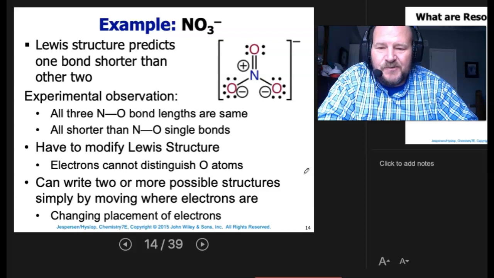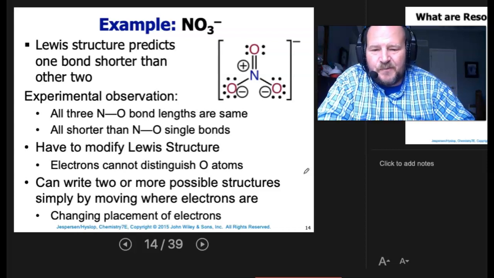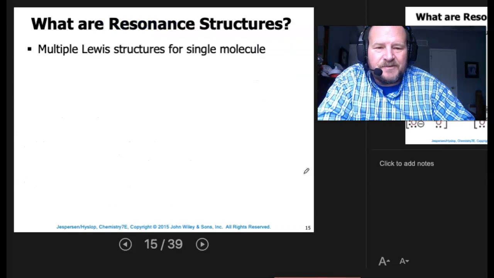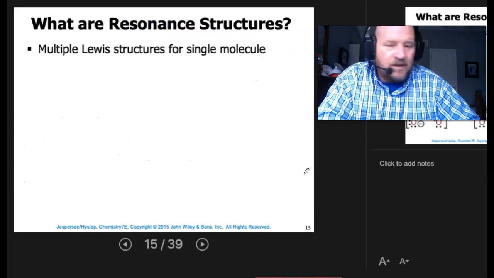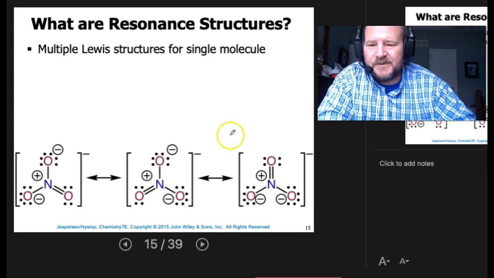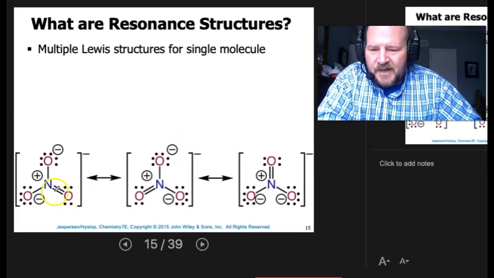So we can write two or more possible structures simply by moving where electrons are. In other words, we're going to move the electrons around that central atom. So we drew a double bond to an oxygen. Well, how do we know it was this oxygen? So we'll call that oxygen 1. Maybe it was oxygen 2. So there's our next structure, where oxygen 2 now has the double bond.